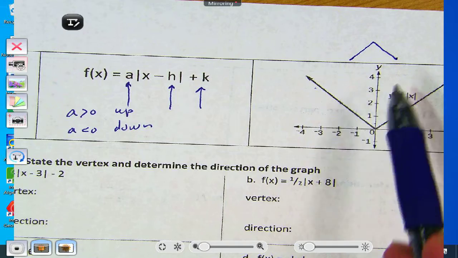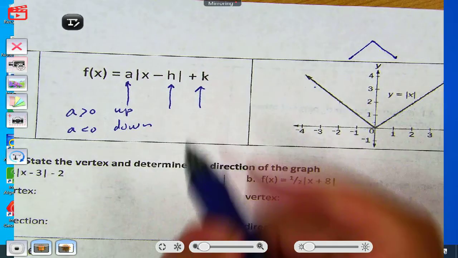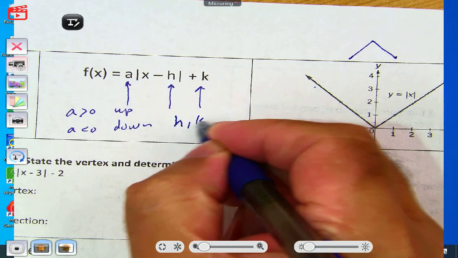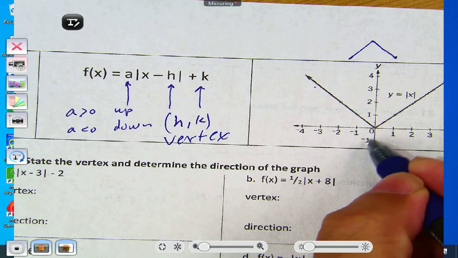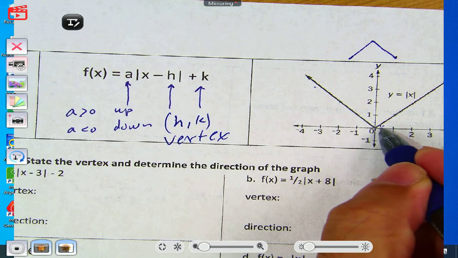All right. And then you have HK. HK is going to be the vertex. The vertex is this corner. So this has a vertex of 0, 0. Okay, the vertex is 0, 0.